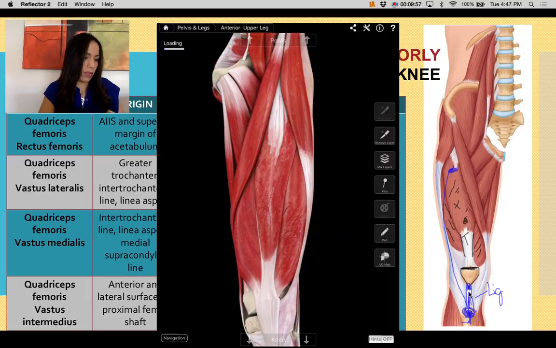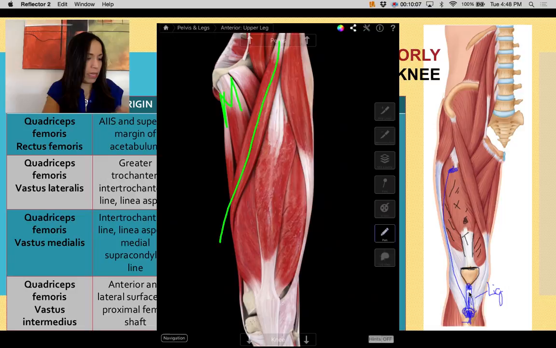Okay, now we're going to describe here the anterior compartment. And remember, your reference point here is the sartorius. Okay, so this is the medial compartment, adductor muscles, and this is your anterior compartment. It's in between the tensor fasciae latae and the sartorius. Okay, now let's describe the muscles.